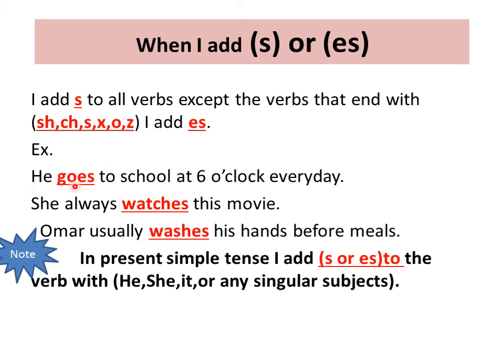Examples. He goes to school at 6 o'clock every day. He goes. Because it ends with what? With o, so I add es. She always watches this movie. Watch ends with ch, so I add es. With she or he or it. Omar usually washes. It ends with sh, I add es. So pay attention that in present simple tense, I add s or es to the verb with he, she, it, or any singular subjects.